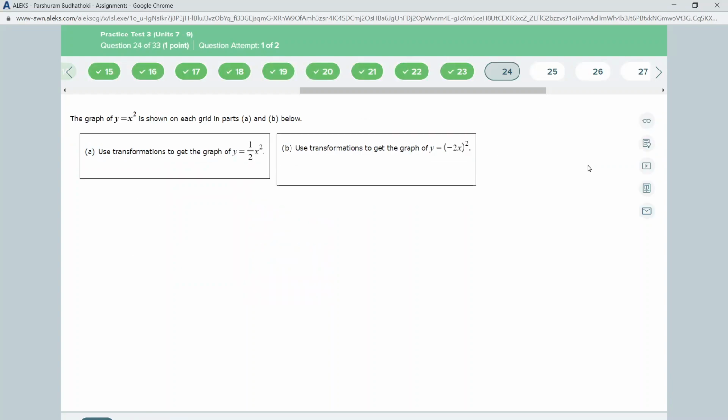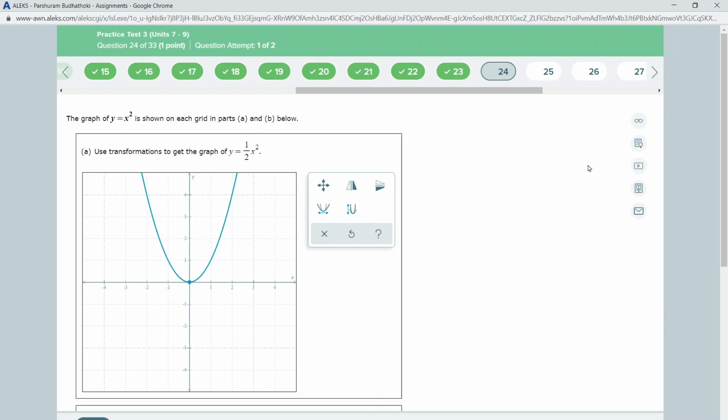Let's go to 24, and here using the graph of x squared, we need to plot the graph of half of x squared. So let's do that. Graph of half of x squared.